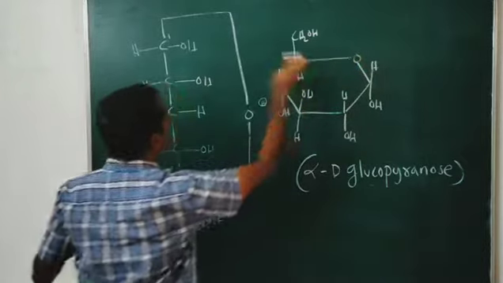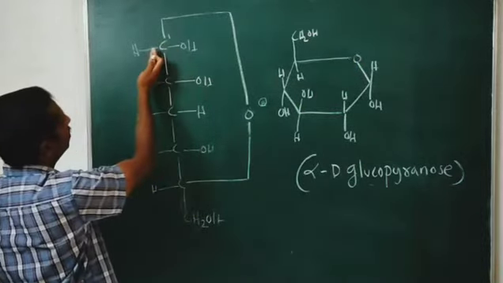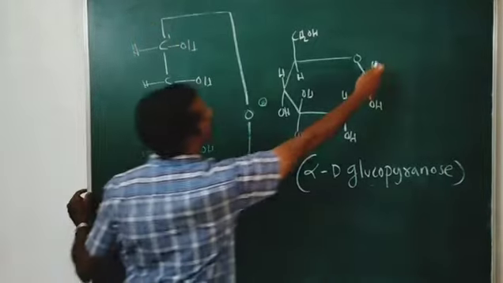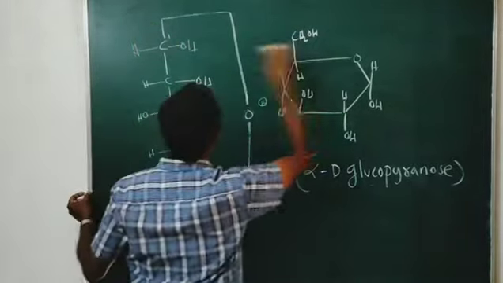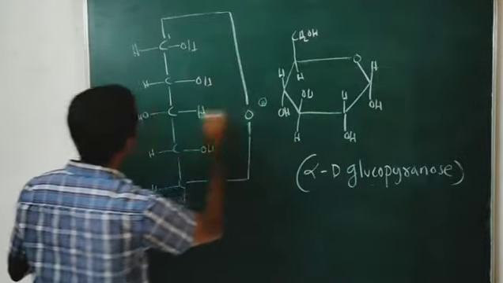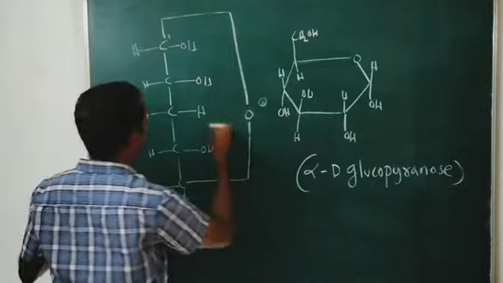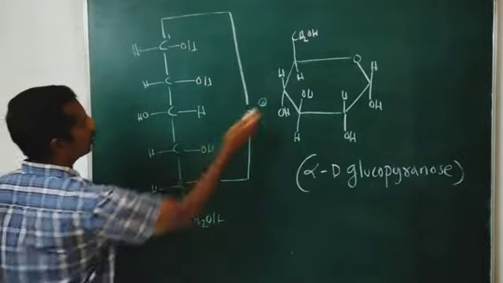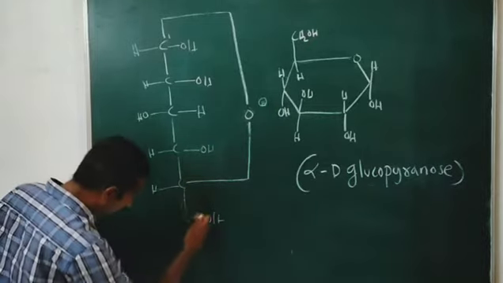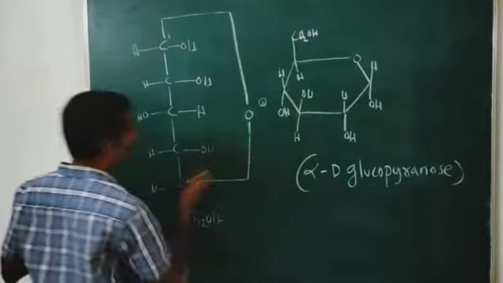Oxygen is here, and this is the first carbon. On the first carbon, the left-hand side must come up, that means H is here and OH is down. Second carbon, H up, OH down. Third carbon, OH up and H down. Fourth carbon, H up, OH down. And here, CH2OH is always up and H is down.